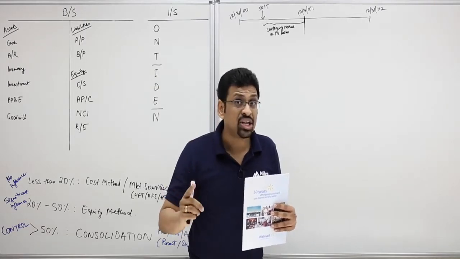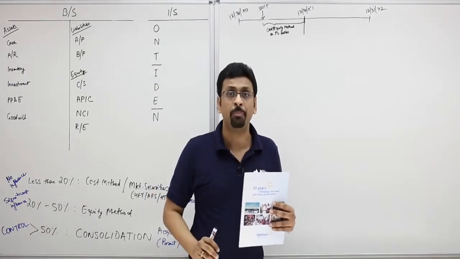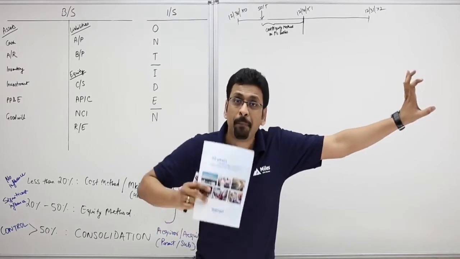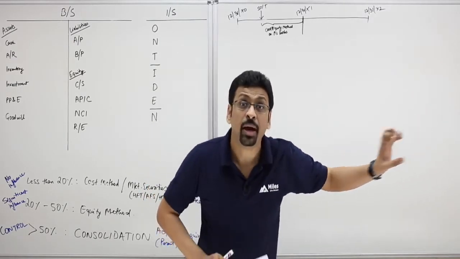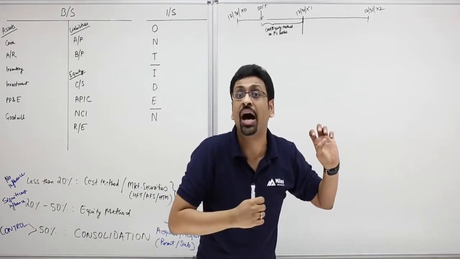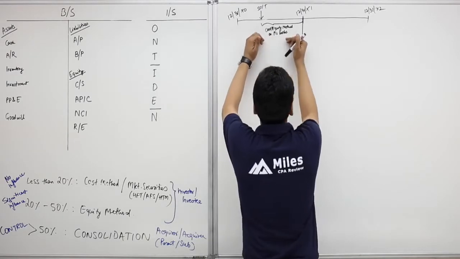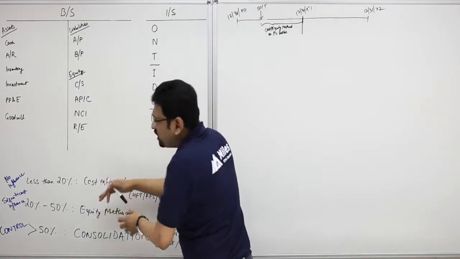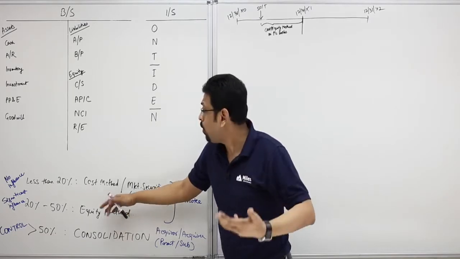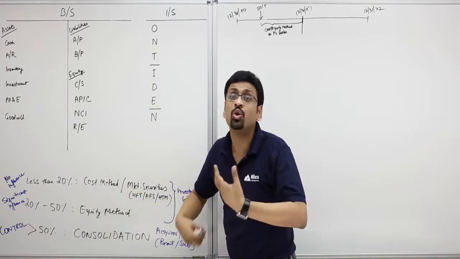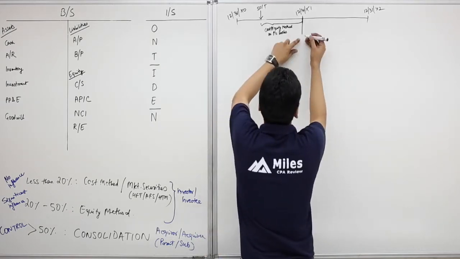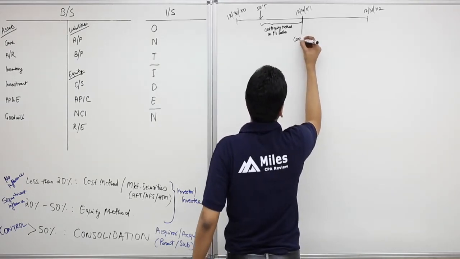But this consolidation does not happen on the parent's books. It happens on a separate worksheet. So on the parent's books, it's still an investment. But on the worksheet, that's where the consolidated numbers are created. So during the year, you're going to use either the cost or the equity method. It doesn't matter, because ultimately, whatever method you use, it's going to reverse off when you do the consolidation. So the consolidation happens on a separate worksheet.